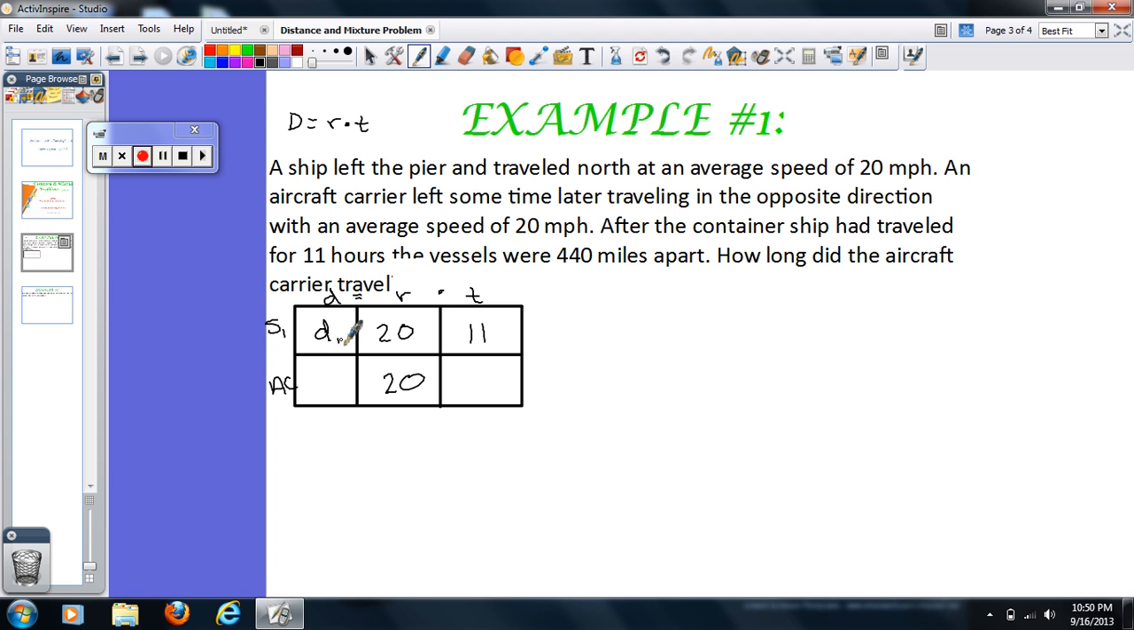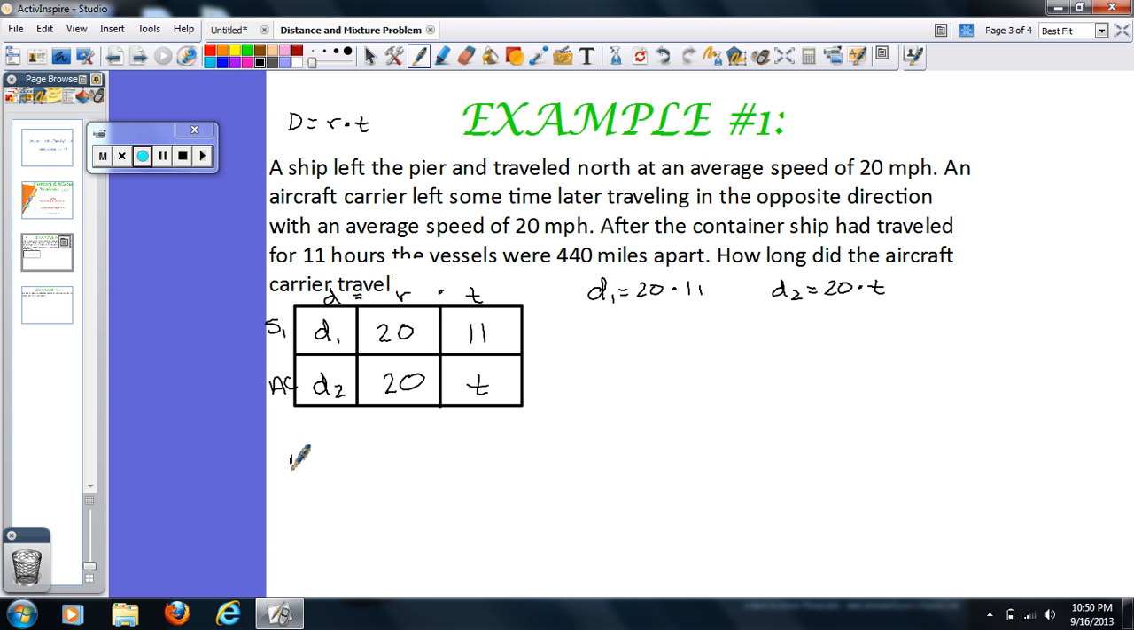So I know my first distance is here, and my second distance is this. Now, it did not give us a time that the second ship traveled. Matter of fact, that's what it asked. How long did the aircraft carrier travel? So I'm going to put a T in my chart. Okay? So now let's go ahead and set up our two equations. We have D1 equals 20 times 11. And then you have D2 equals 20 times T. Now there's one other very important piece of information that we have here. It says that the two ships traveled and they were 440 miles apart.